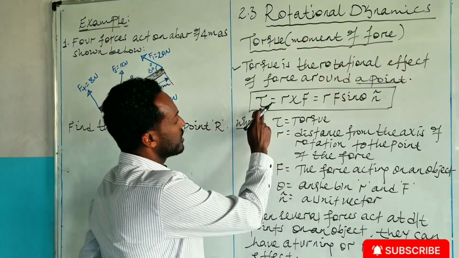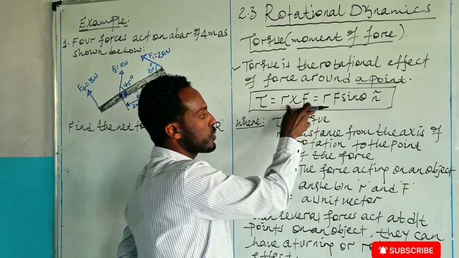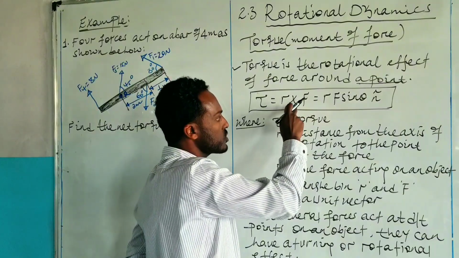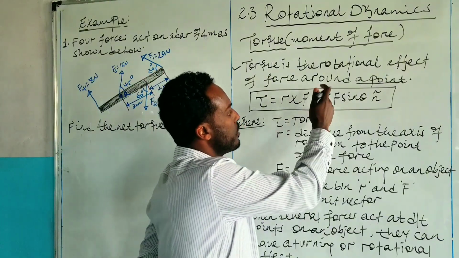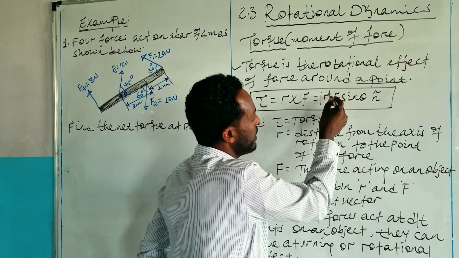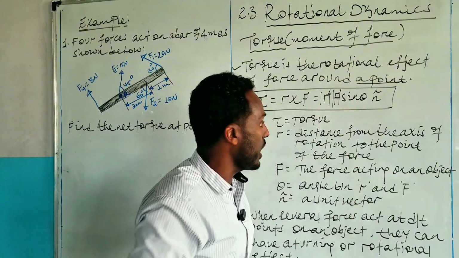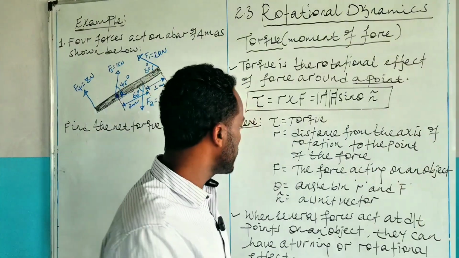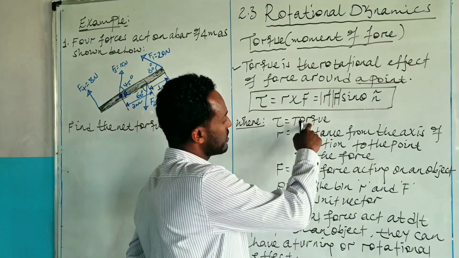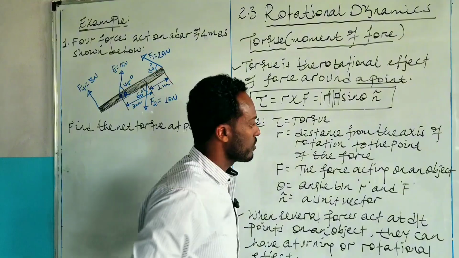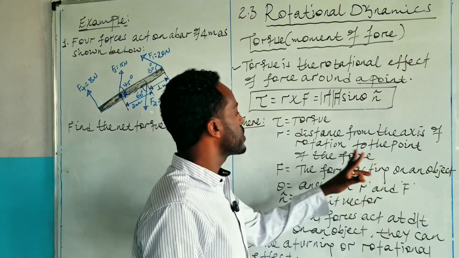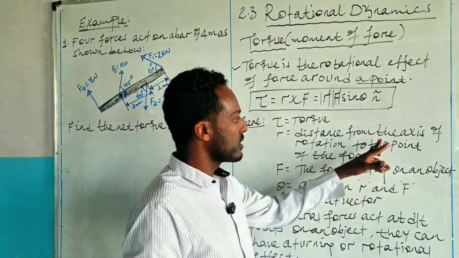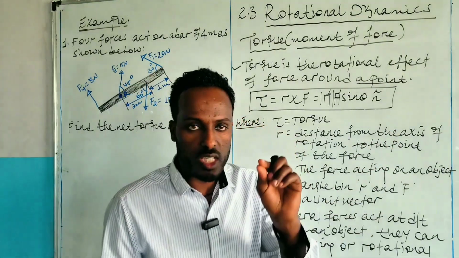Now, mathematically, how do we find torque, the rotational equivalent of force, which we call moment of force? The torque tau is the cross product of the two vectors r and F: r cross F, which is the magnitude of r multiplied by the magnitude of the force F times sine theta in the direction of n, where n is the unit vector. Tau is the torque, where r is the distance from the axis of rotation to the point of the force. So r is the distance from what? The axis of rotation up to where the force is acting.